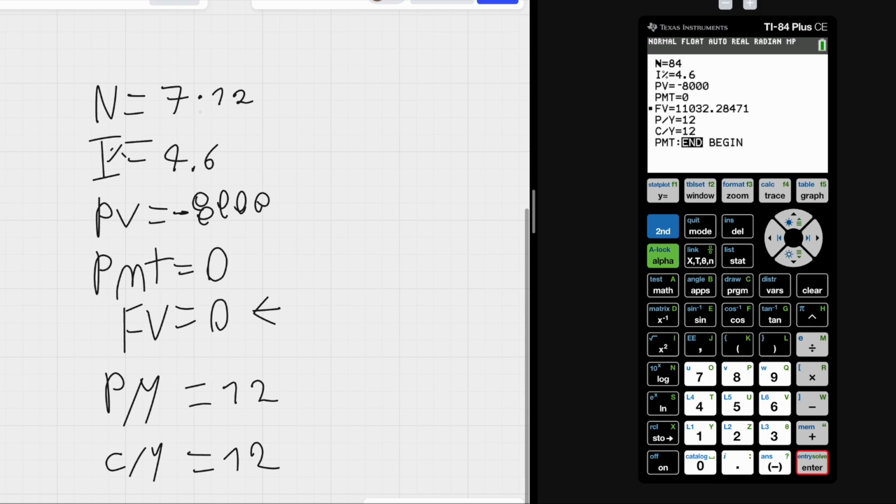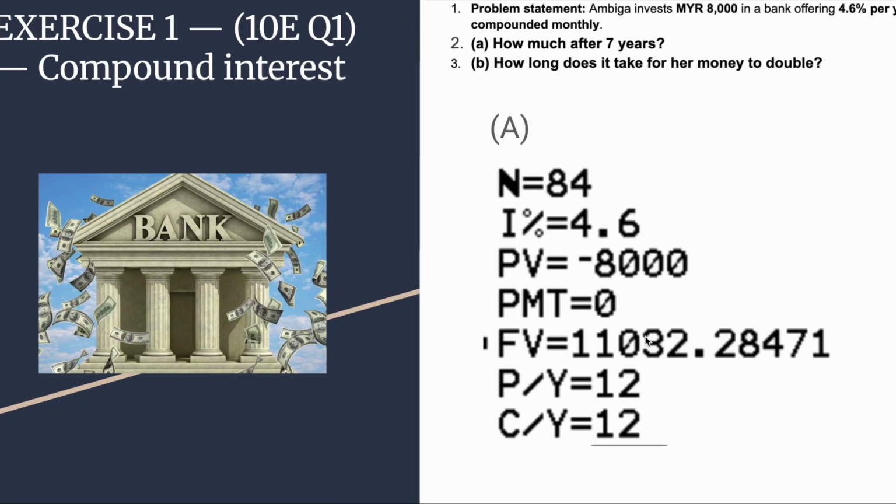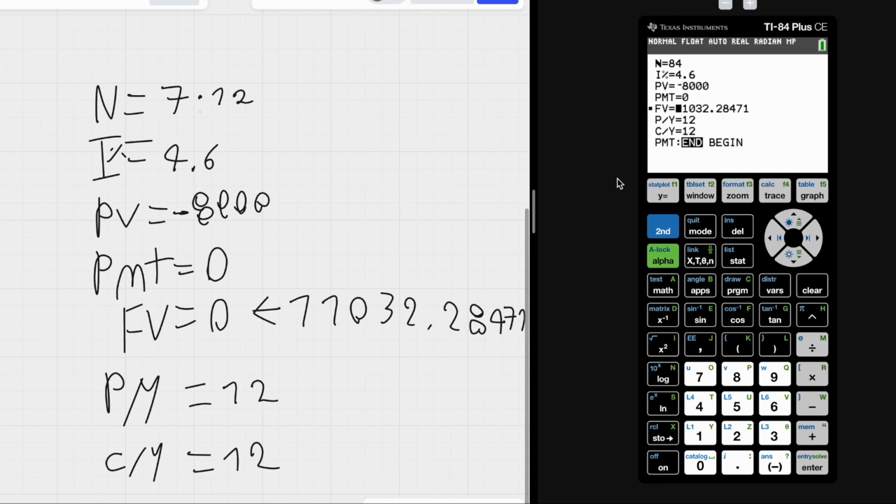This is going to give us the answer, that is 11,032.28471. And let's see if this is correct. Yes, this is correct. So what does that mean? This means that Ambiga is going to have 11,032.28471 Malaysian ringgit after 7 years.